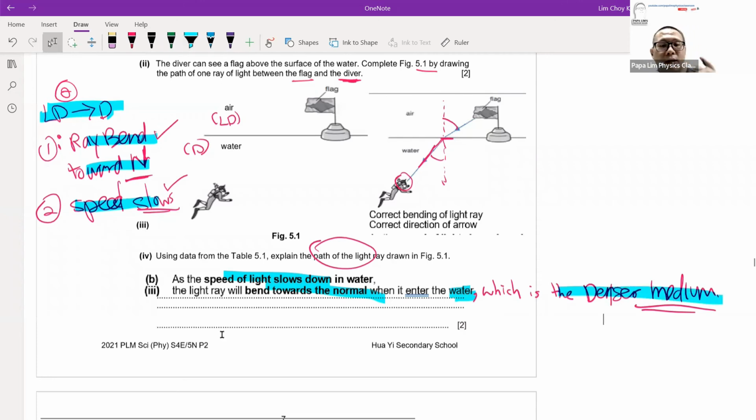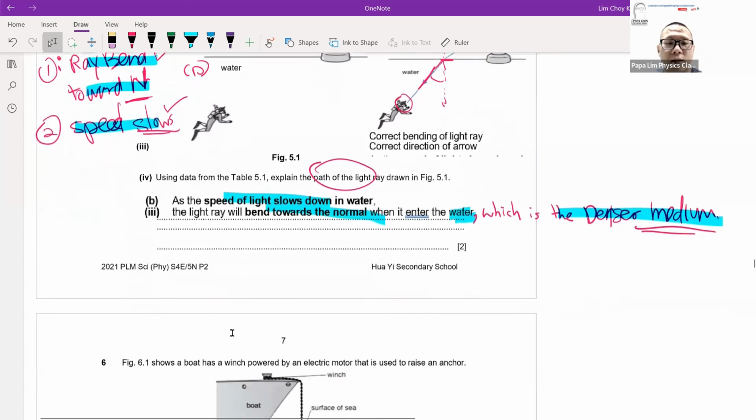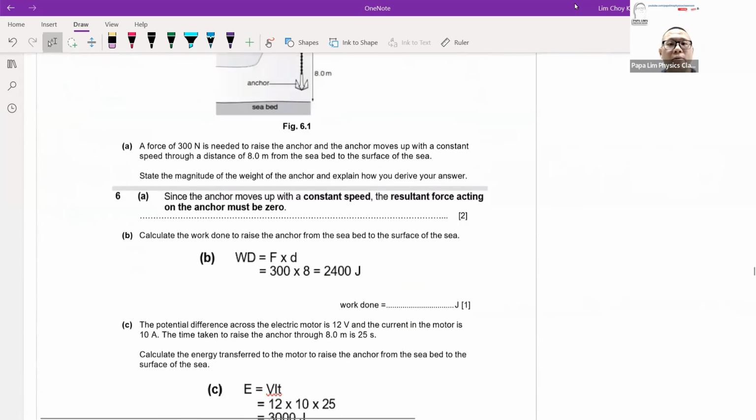So these are the three things that I will tell the marker every time I try to explain how the bending of light occurs at different media. First, I look at the direction of the travel, less dense to dense. I will tell the marker how the light ray bends, and after that I'll tell the marker what causes the bend: the change in the speed of the light itself. These are the three keywords that I always mention.